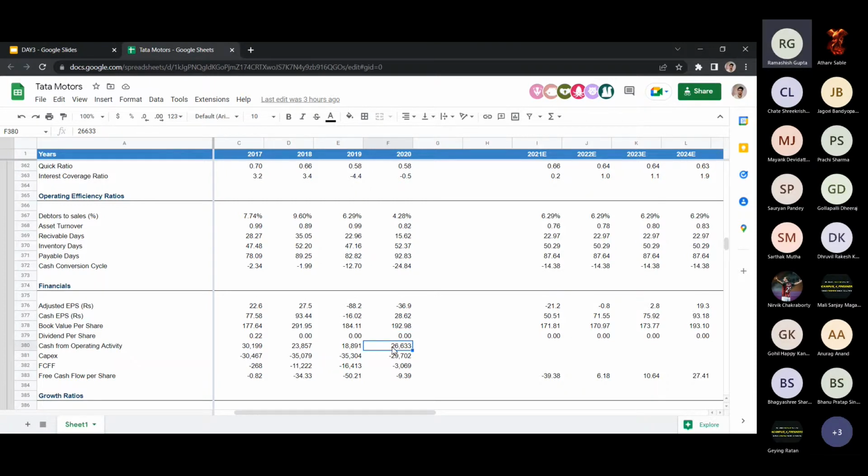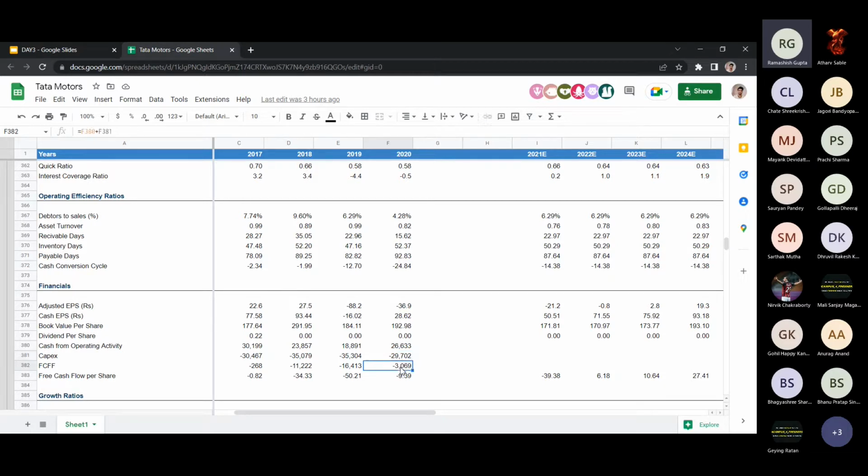Next is cash from operating activity. This value is also in the financial report. Next is capex, and this number is also in the financial report. What capex means is basically the cost of maintaining the inventory. Suppose Tata Motors has a factory, they will surely be spending a lot of money on maintaining the factory for its good working, because some machines might break or they want new machines. So this is the capex thing.